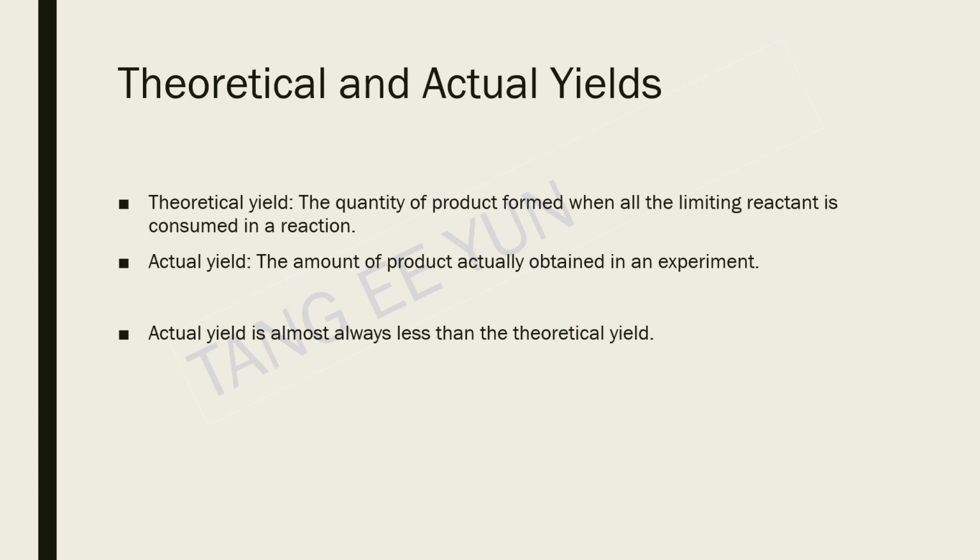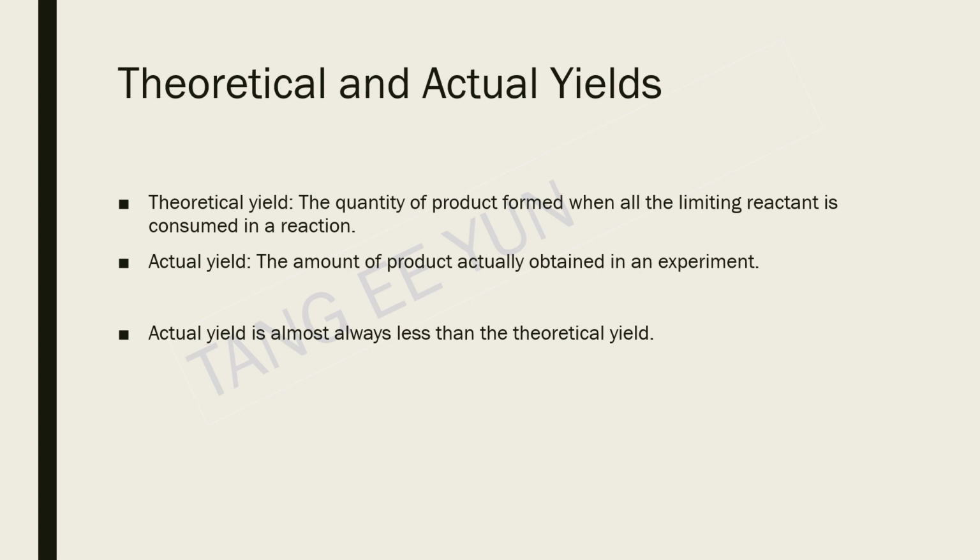Before we look at what is percentage yield, we shall look at theoretical yield and actual yield first. Theoretical yield is the quantity of product formed when all the limiting reagent is consumed in a reaction. So it means that theoretical yield is the predicted yield that we get, or we calculated, from the limiting reagent.